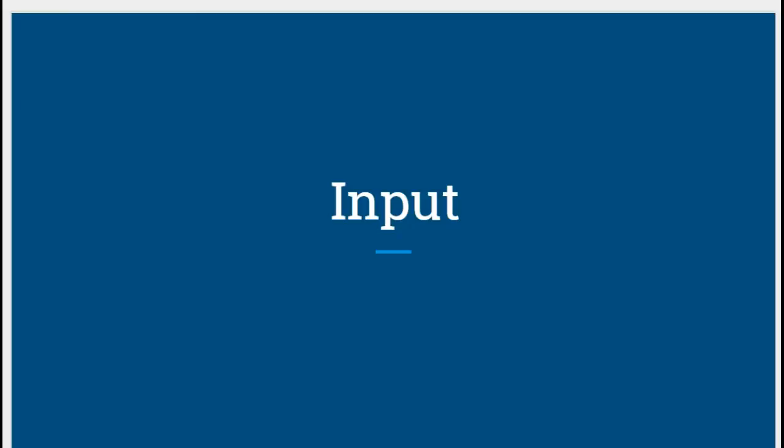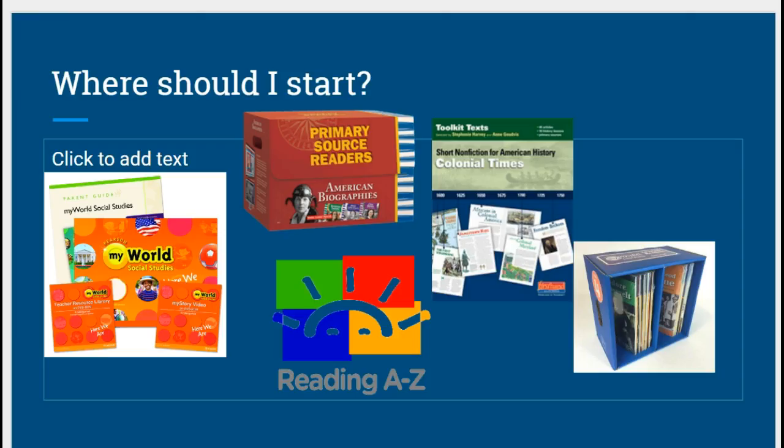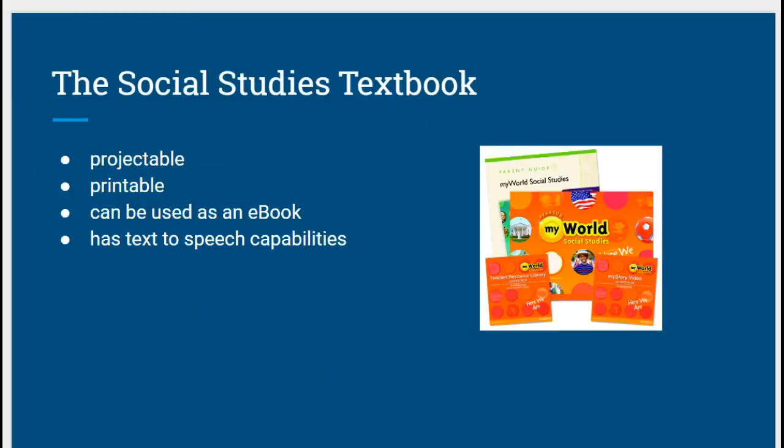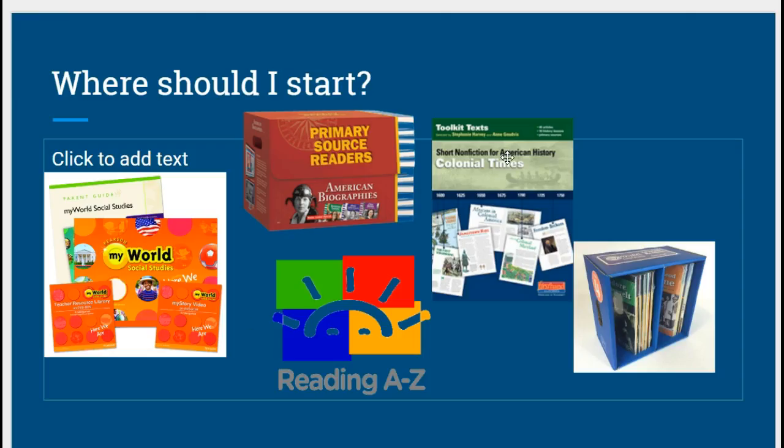So first, we're going to look at this in 2 different ways. What kind of reading input can students get, and then what kind of output can they use to show you what they've learned from their reading? So first, where should you start? I've chosen some resources that every campus has. So first, your My World Social Studies book, your primary source readers, Reading A to Z, toolkit text, which is for 5th grade only, and then the leveled readers that come with your social studies book.